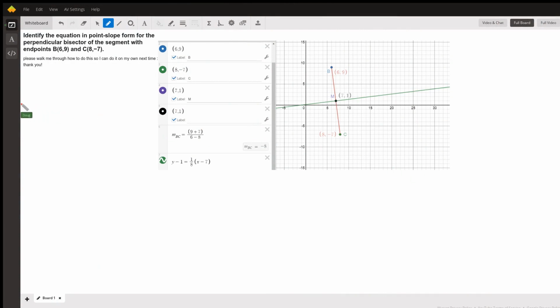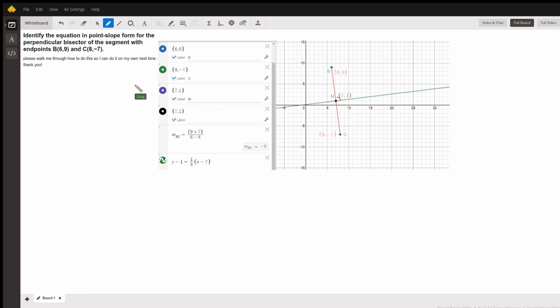So here's the general strategy. Over here we have the graph that shows line segment BC with endpoints (6, 9) and (8, -7). And we want to write the equation of the perpendicular bisector, which is this green line. The perpendicular bisector is a line that passes through the midpoint of the segment and is perpendicular to the segment.